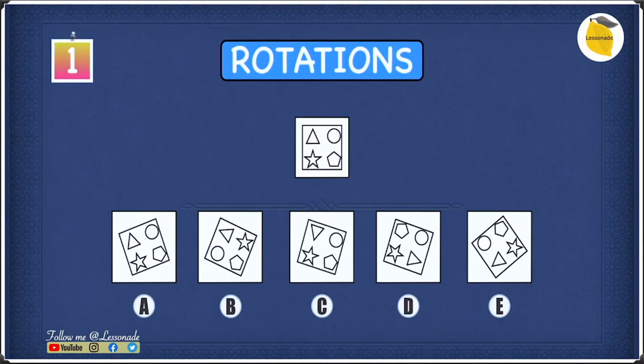So if we find any of these 4 shapes different, so if they're different color, or a new shape is introduced, or if they're pointing in the wrong direction, then we cross the option off. So let's start with A.